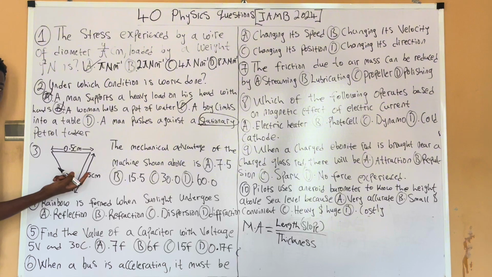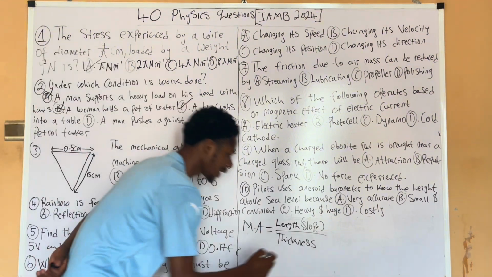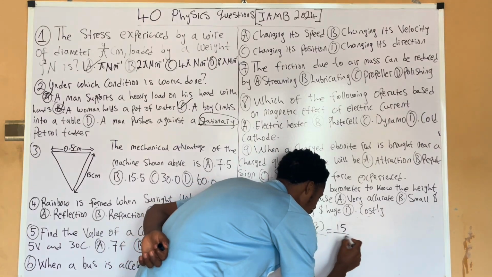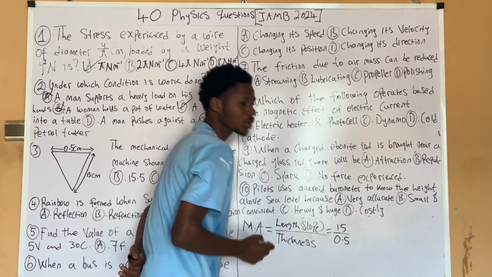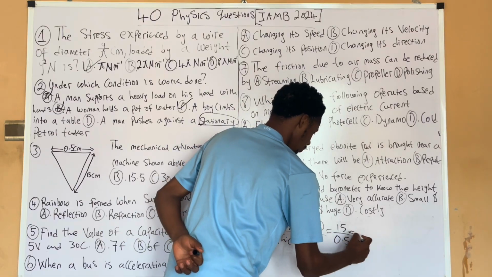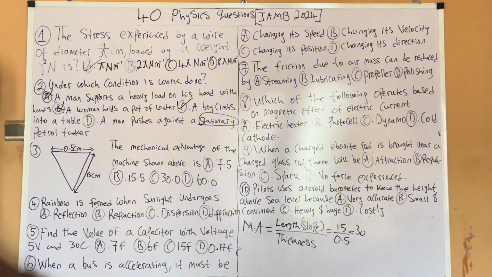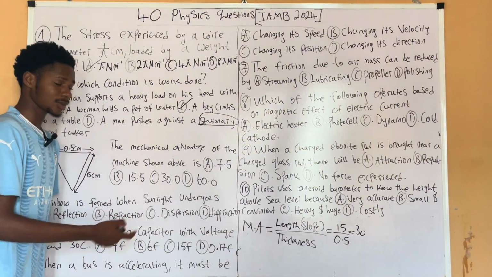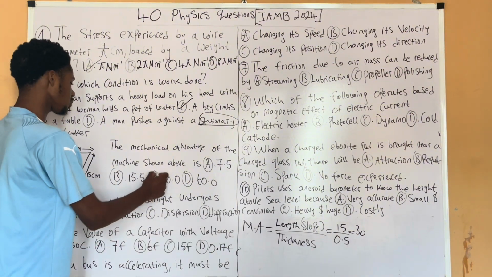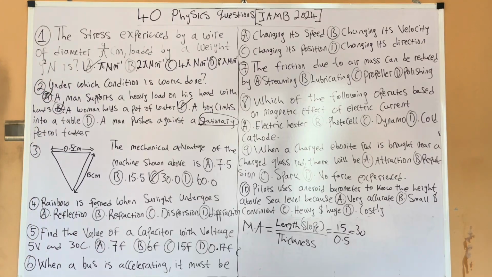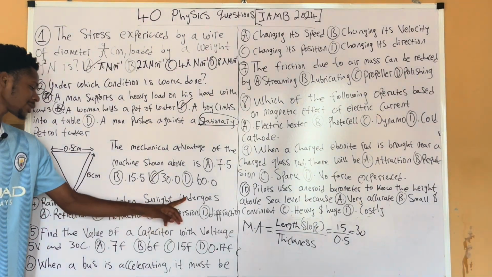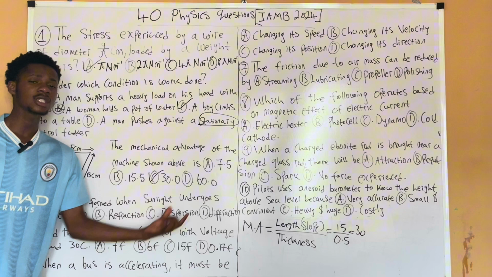So to get the mechanical advantage, you are simply going to divide the slope length by the thickness, and that gives us 15 divided by 0.5. And when we do that, we get an answer of 30. Mechanical advantage doesn't have a unit, so when you look at the options, 30.0 to 1 decimal place is the correct answer. That is option C. So this is how a problem like this is tackled. Now for question 4, the question says rainbow is formed when sunlight undergoes which of these options.